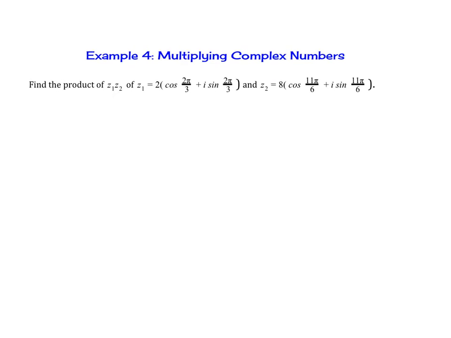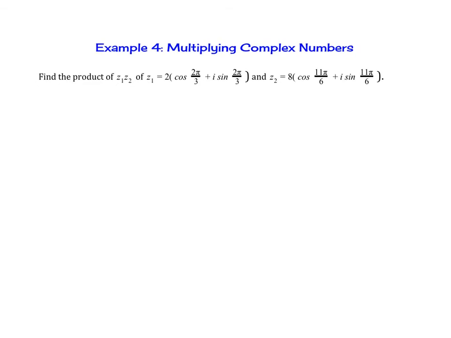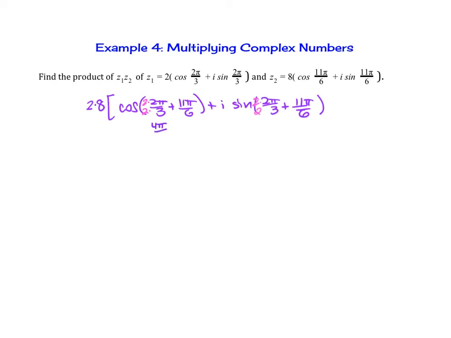So this is just more practice in multiplying, so let's try this, very similar. This is going to be 2 times 8, and then cosine of 2 pi over 3 plus 11 pi over 6 plus i sine of 2 pi over 3 plus 11 pi over 6. Here we have to get a common denominator, so a little bit more work. I'm going to multiply this by 2 over 2, so that becomes 4 pi over 6. That will help me in multiplying these. So 8 times 2 is 16. This is cosine of 4 pi over 6 plus 11 pi over 6, which is 15 pi over 6 for now, plus i sine of 15 pi over 6.